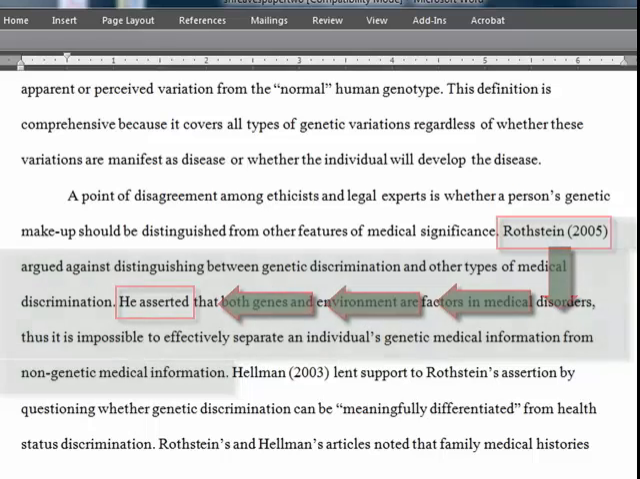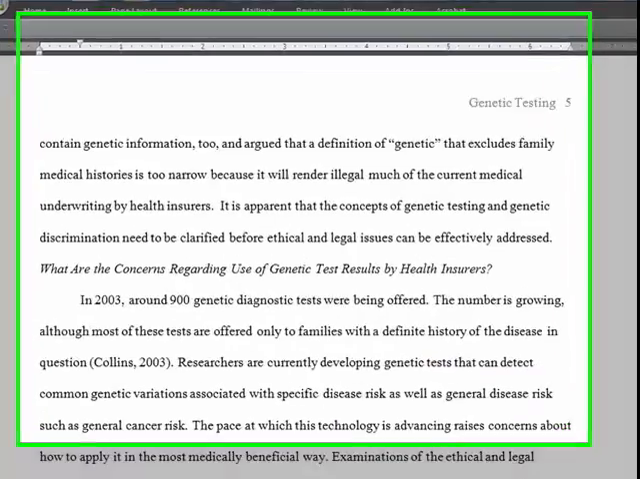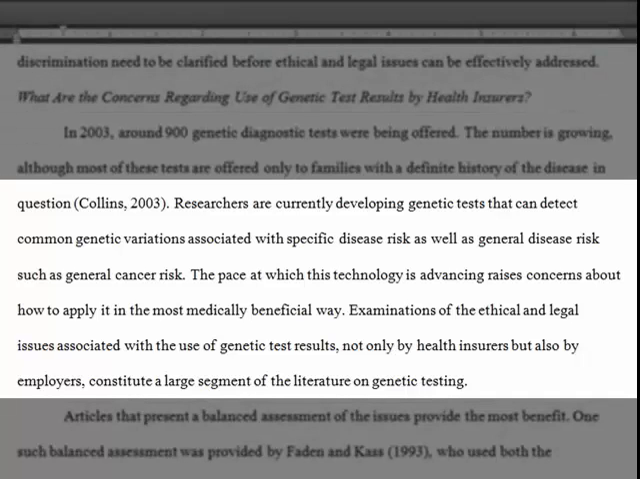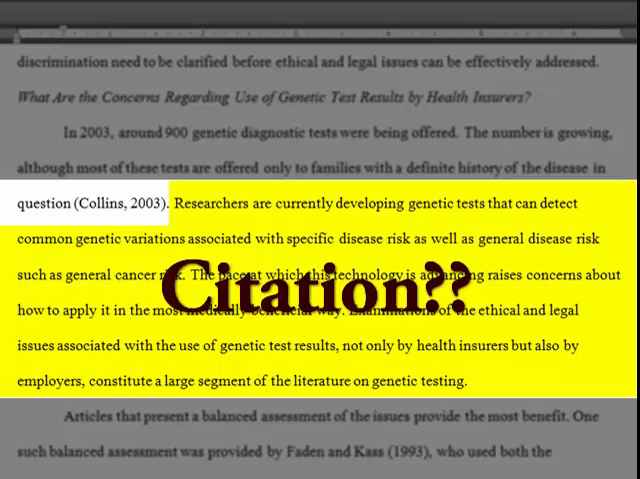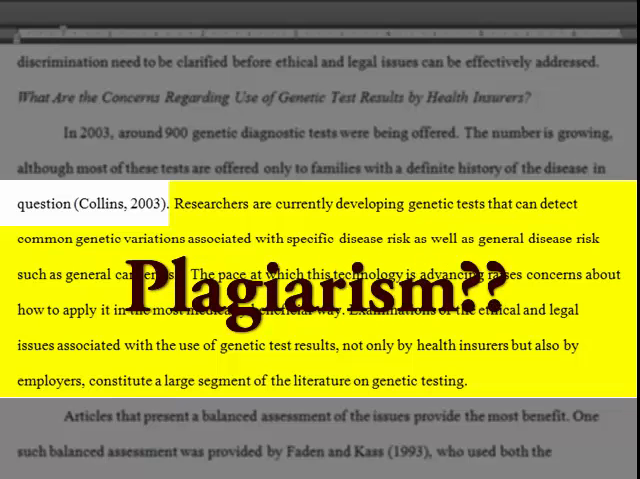On the next page, I'd like to point out the importance of using synthesis in your research paper. In this middle paragraph, beginning with "In 2003, around 900 genetic diagnostic tests were being offered," I'd like to take your attention to the sentence beginning after Collins, 2003. Now look at that paragraph where those sentences constitute clearly three-quarters of the entire paragraph, but there are no in-text citations, although those sentences clearly refer to many studies. Is that plagiarism? What's going on here?